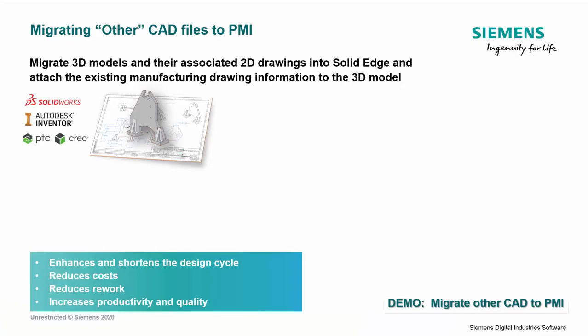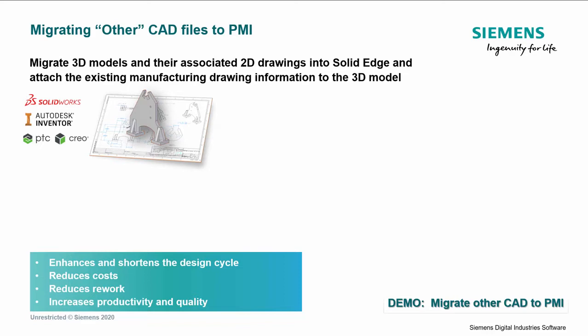What about data that wasn't authored natively within Solid Edge? Many companies either receive 2D or 3D data from outside their organization or have legacy data that was created in another CAD software. The data migration tools in Solid Edge allow users to migrate both 3D models and their corresponding 2D drawings from several different CAD systems and still maintain the connectivity between the two.